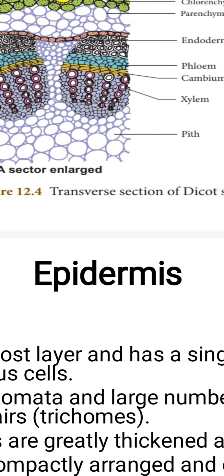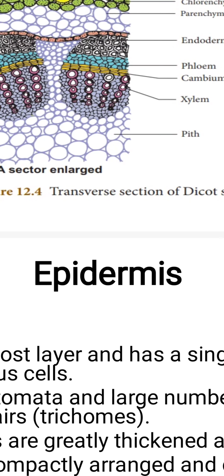Okay, so this is the diagram of TS of Dicot stem, which you can see very clearly, very nicely. You can observe each and every tissue cell of the stem. So you have to learn this diagram, and you have to remember each and every layer of the stem. Now we will see the function of each and every layer of this TS of Dicot stem.